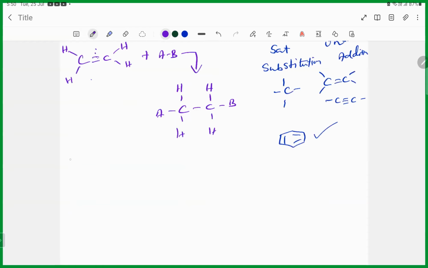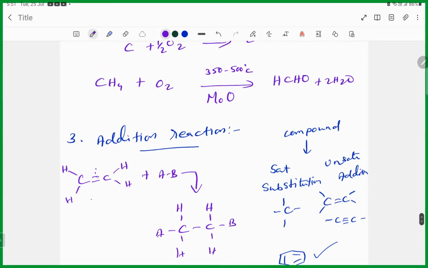For example, when the C double bond C, R group, R can be anything. When you are adding hydrogen in presence of nickel catalyst, the hydrogen is added, and we can get the product like this. This is known as addition reaction.